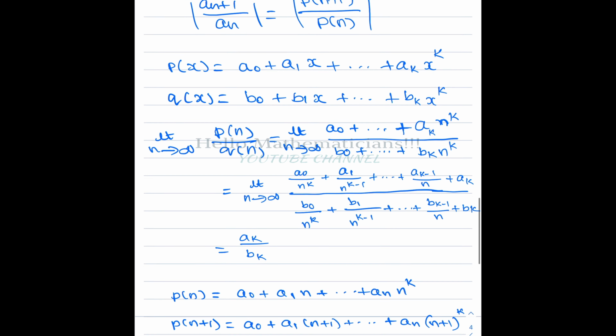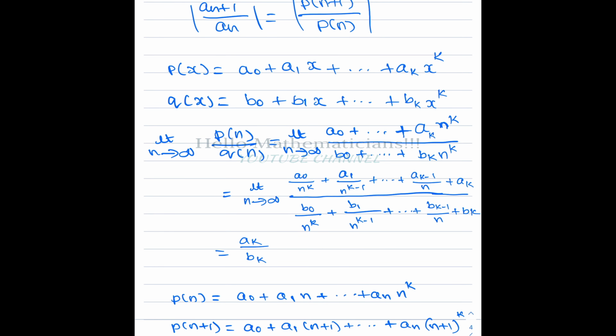So what we have noticed is, if you have polynomials of the same degree in the real variable, and if I apply the limit n tends to infinity of p of n by q of n, the limit value will be the quotient of the leading coefficients, ak by bk.